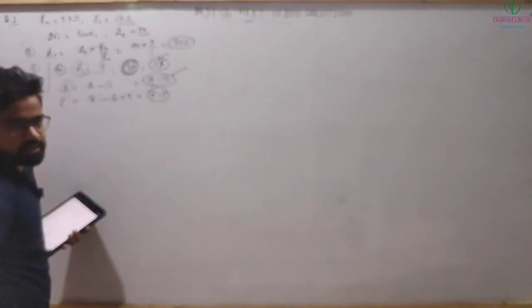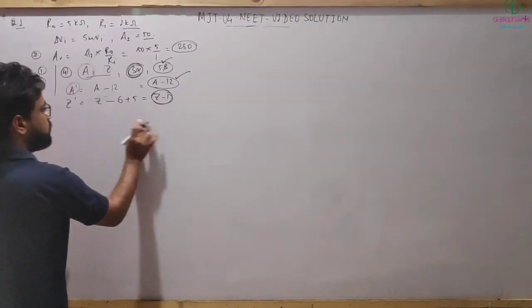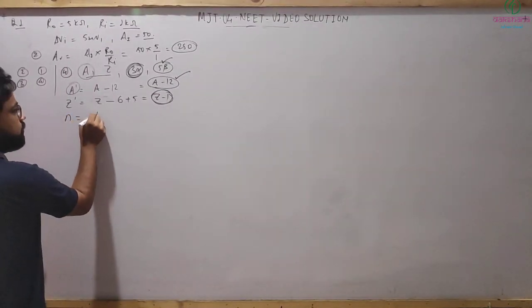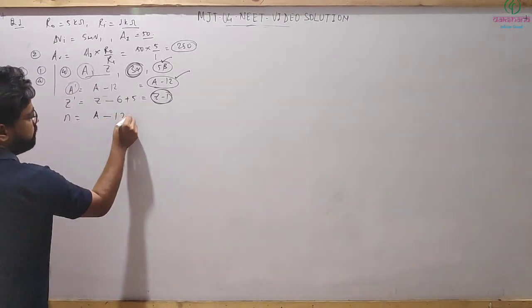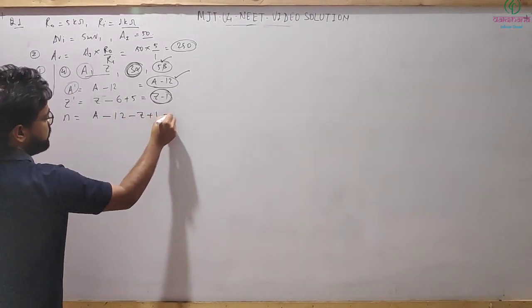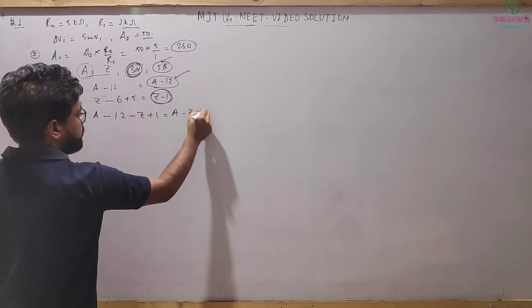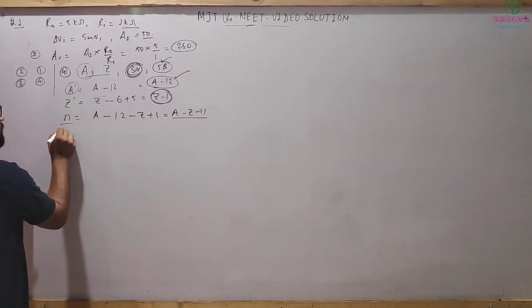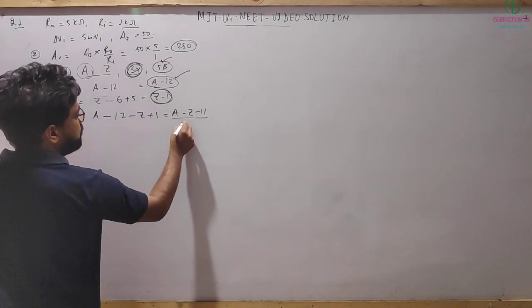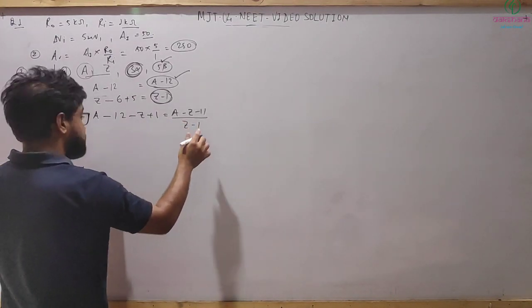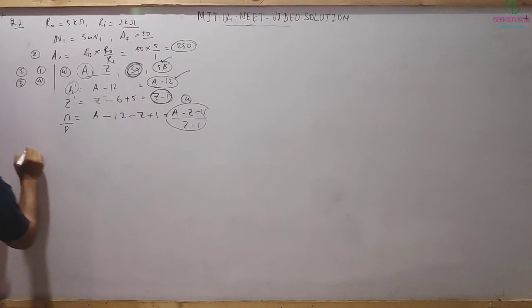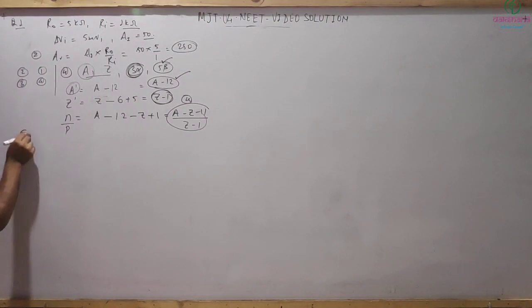Number of neutrons plus protons, this is the number of protons, so number of neutrons is equal to A minus 12 minus Z plus 1, that's A minus Z minus 11. So number of neutrons divided by number of protons, that's equal to (A minus Z minus 11) divided by (Z minus 1). It's matching with option number 4. Question number 5.